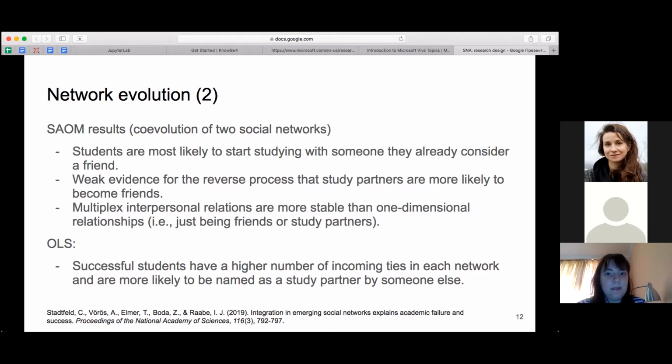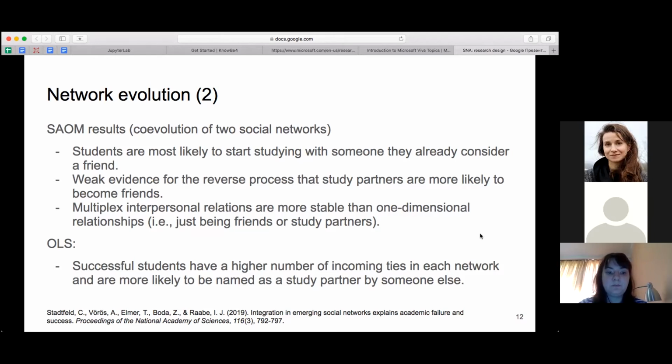So you are more likely to become study partners with friends and less likely to become friends with your study partners. And interesting also that multiplex relationships, so being friends with your study partners, were more stable than being either friends or study partners. Thus, these results suggest that students tend to create these positive multiplex social relationships with their peers within this community.